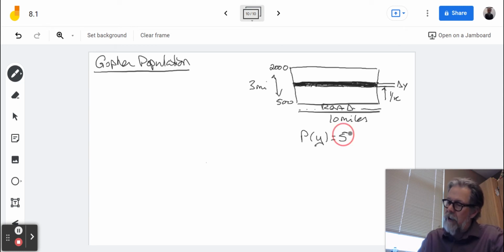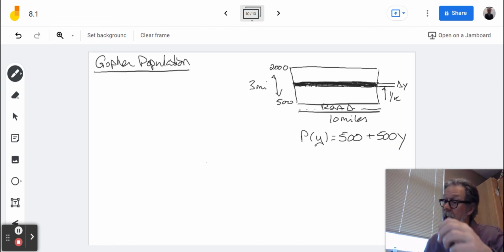We're starting at 500. This is linear. We can see a growth rate of 1,500 in 3 miles. So that is a rate of change of 500. And it is, in fact, a function of how far I am from the road.